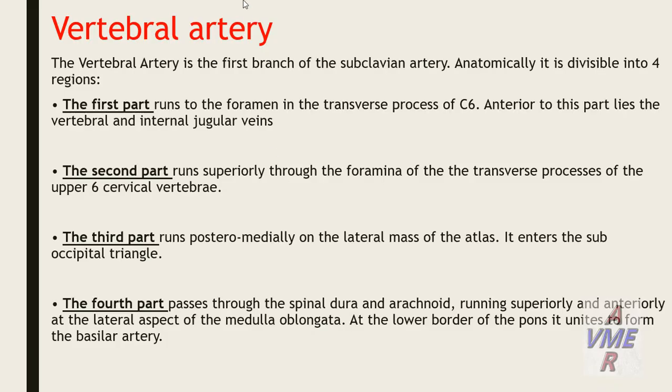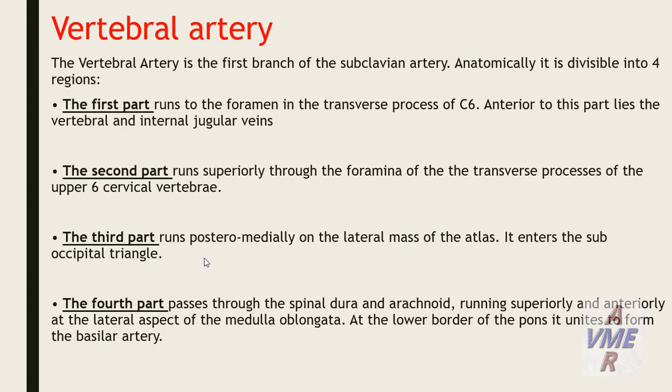The vertebral artery is the first branch of the subclavian artery. Anatomically, it is divided into four regions. The first part runs to the foramen in the transverse process of the C6 vertebra. Anterior to this part lie the vertebral and internal jugular veins. The second part runs superiorly through the foramina of the transverse processes of the upper cervical vertebrae.